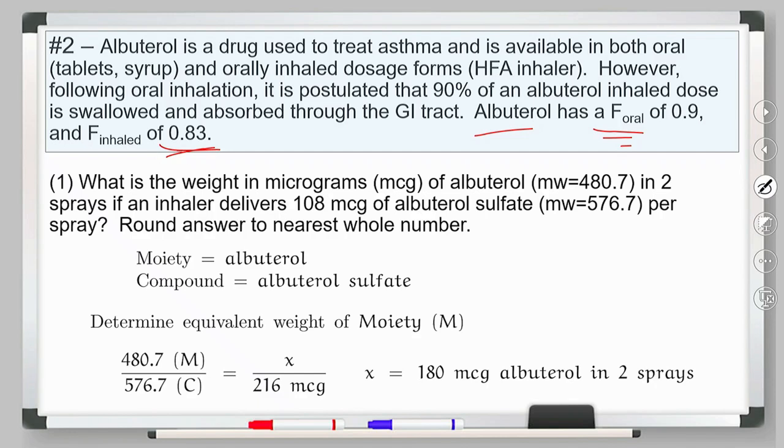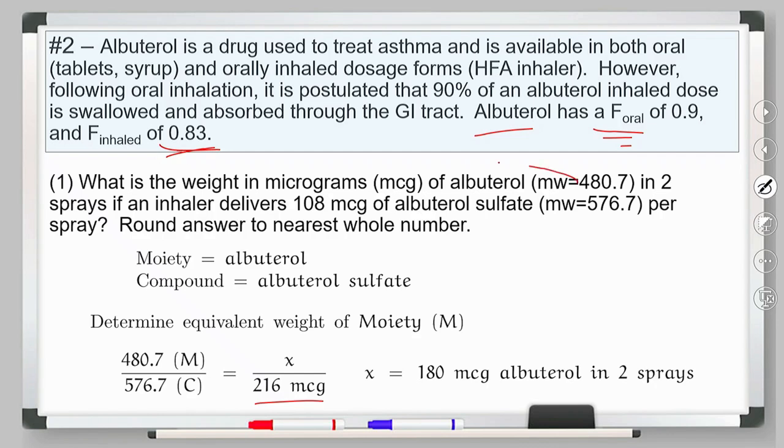So keep in mind also it did ask for 2 sprays. So it's 108 micrograms per spray. What is 108 times 2? 216. So understand my 216 here comes from 2 sprays, or 108 times 2. So 2 sprays is 216 micrograms of albuterol sulfate.